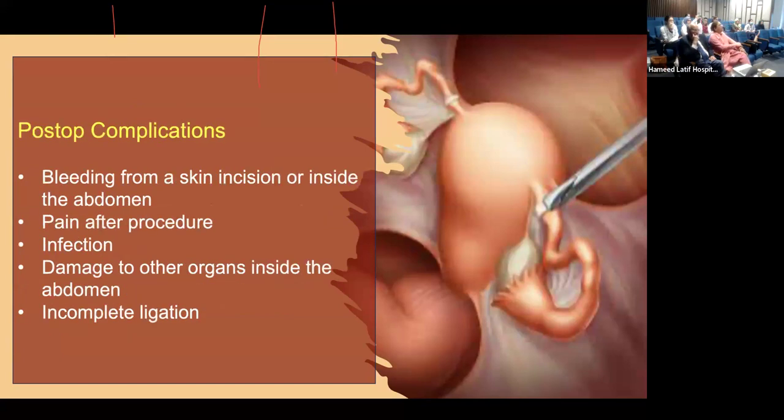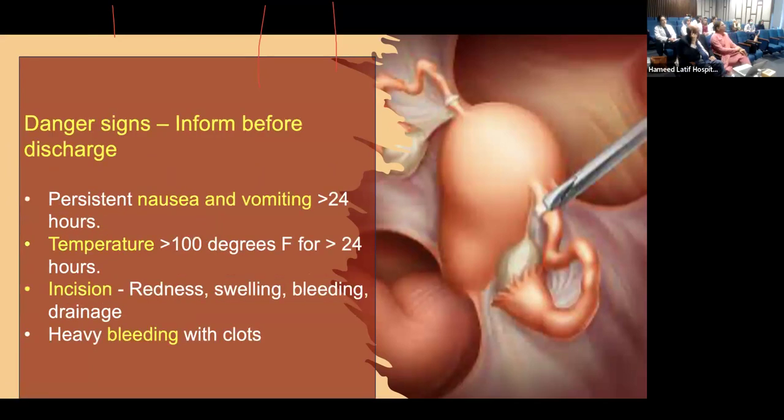Post-operatively, there can be bleeding from the skin incision or inside the abdomen, pain after the procedure, infection, damage to the organs, and incomplete ligation. So I think this is again dependent on the skill of the person who's doing it. But a very important thing to remember is that you must give pain relief to the patient after the procedure, and you must tell her about the possibilities of complication and what are the signs by which the patient should come back. So if the patient has persistent nausea and vomiting which lasts more than 24 hours, if she has high-grade fever which lasts more than 24 hours, if there is a problem with the incision in terms of bleeding or swelling or redness, or if she has heavy bleeding with clots, then she needs to come back.